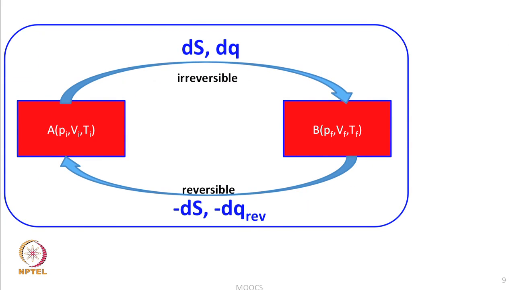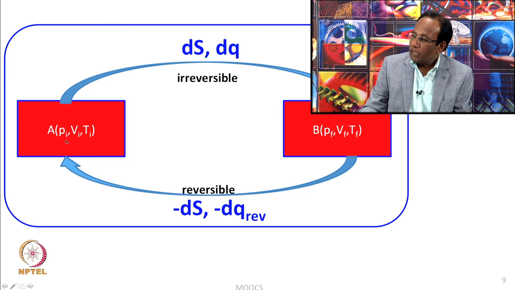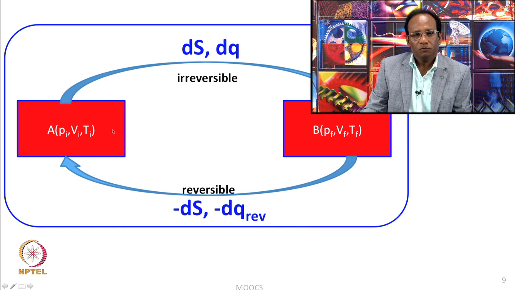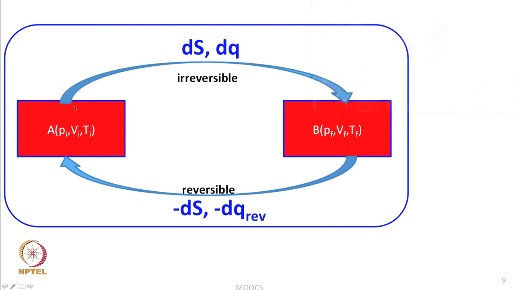Let us take a look at this figure. We change the state of a system from A to B. A is at some Pi, Vi, Ti. B is at Pf, Vf, Tf. Now, for the time being, let us consider that Ti is equal to Tf and the system is isothermal. We talk about isothermal change. And let us say we go by this path.